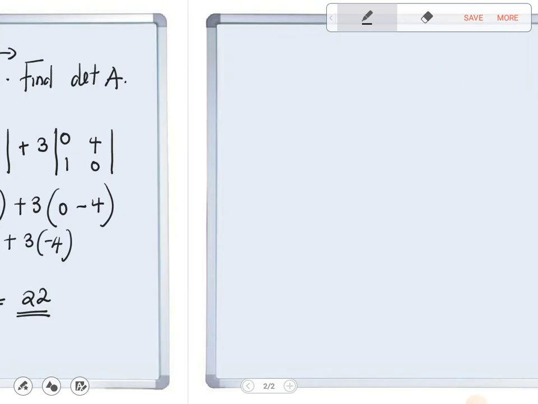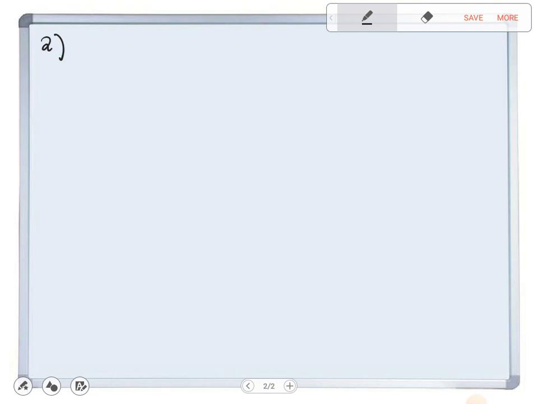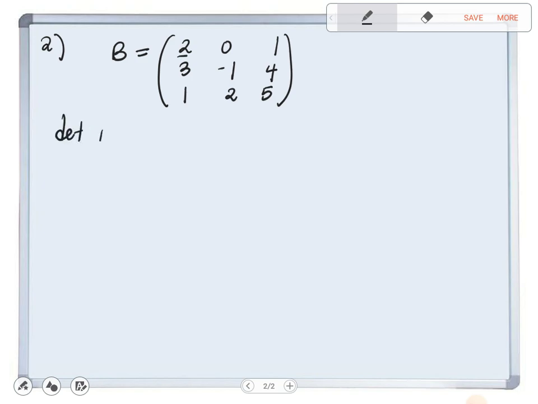Let's put up another one, number 2. Let's say I have matrix B, which is [2, 0, 1; 3, negative 1, 4; 1, 2, 5]. Just find the determinant for this one as well. So we're going to start from there. We say det of B is equal to, so start from 2.